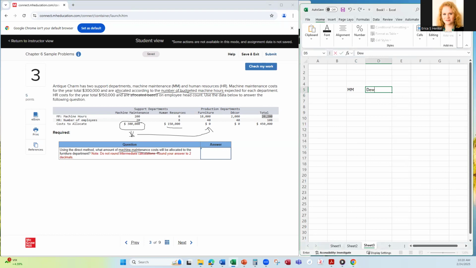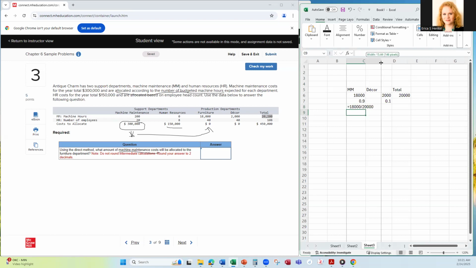18,000 machine hours, 2,000 machine hours for a total of 20,000 machine hours. That means that machine maintenance is going to be 18,000 divided by 20,000. So 90% of them go to furniture, and then the remaining 10% go here. So 2,000 divided by 20,000. Okay. So figuring out what percentage goes to each.